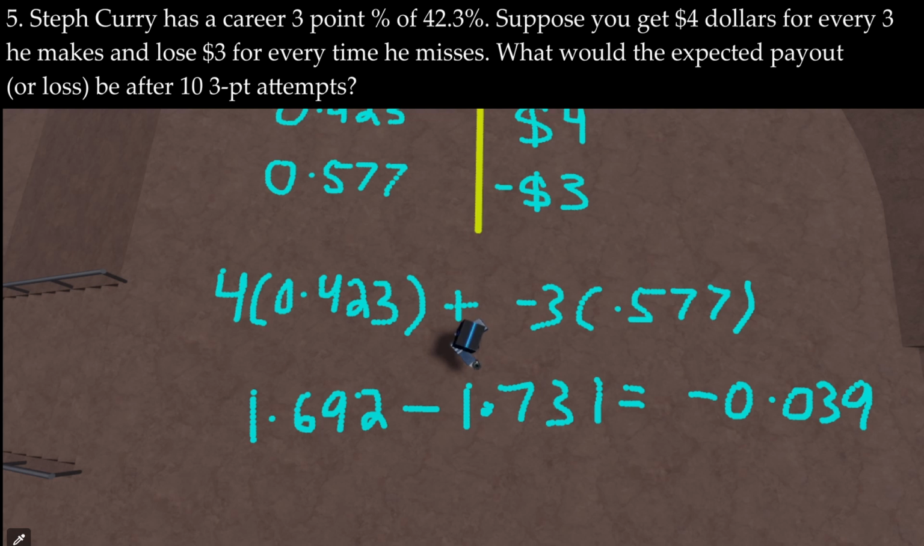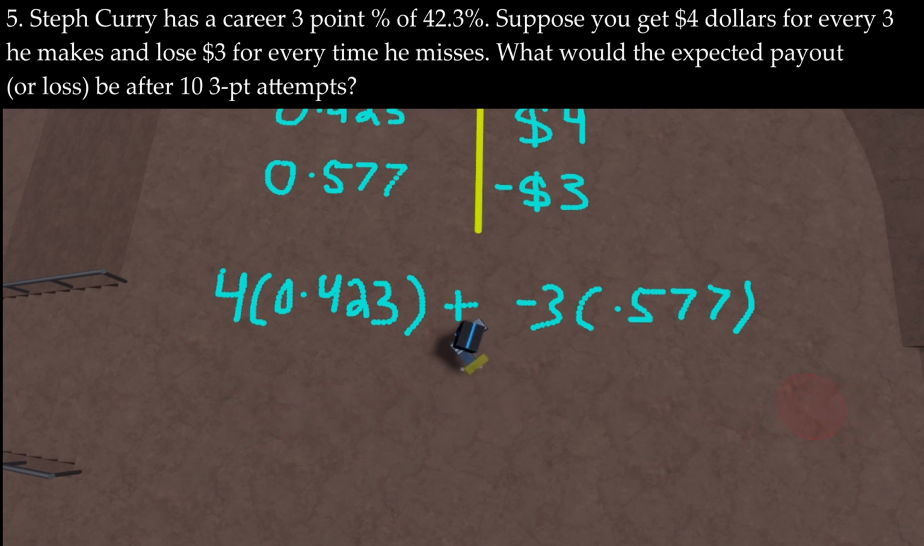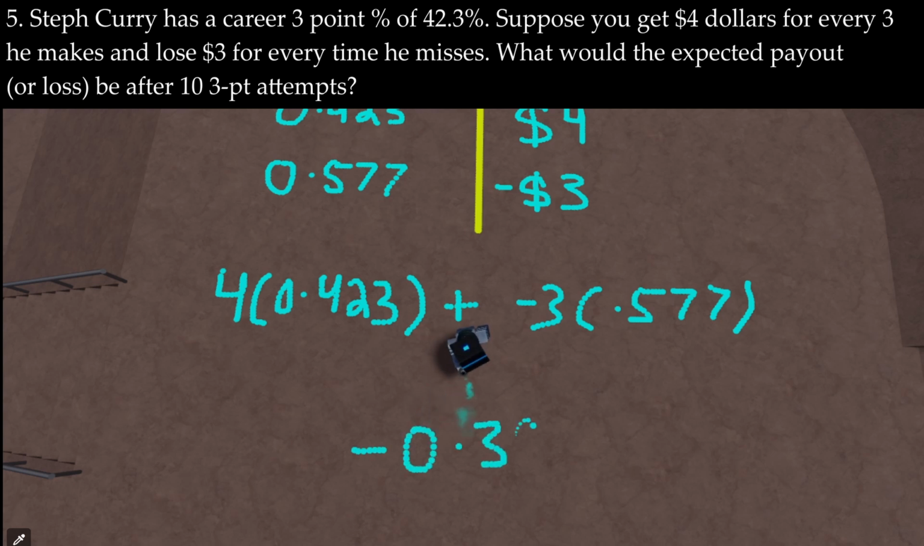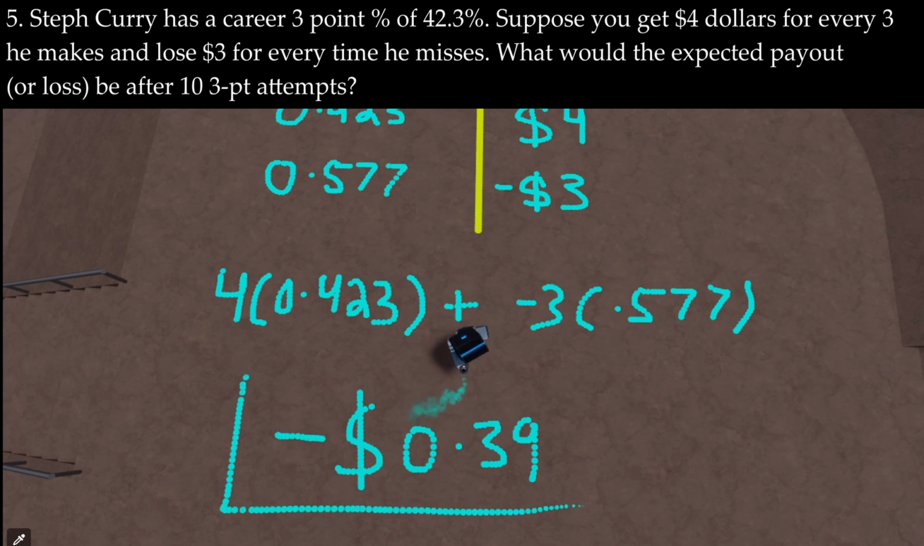And then to find the expected payout or the expected loss after 10 shots, just multiply that 0.039 by 10 because we're doing this 10 times now. So let me just rewrite that. We just need to do 10 times negative 0.039. And then when you do that, that's just going to be negative 0.39. I just get rid of the minus sign and put a dollar sign there, and then put the minus sign on the outside. So this is our expected loss after Steph Curry takes 10 shots.